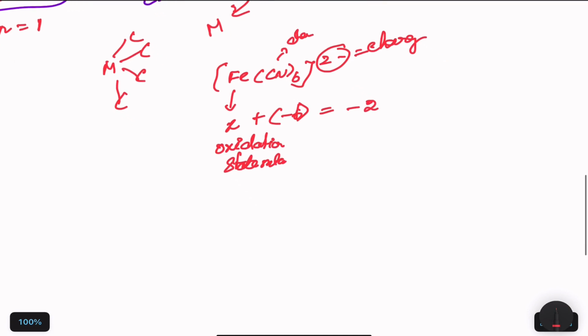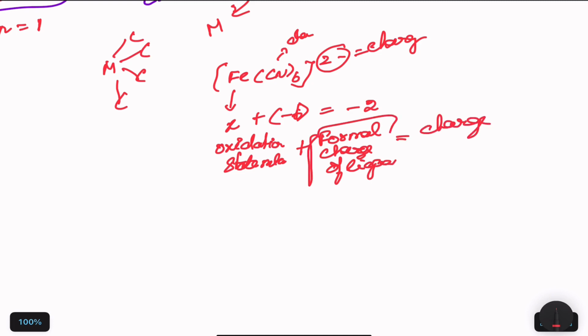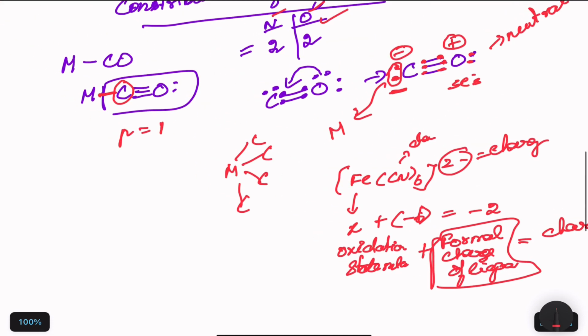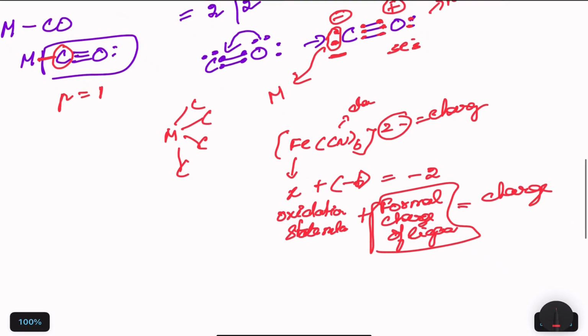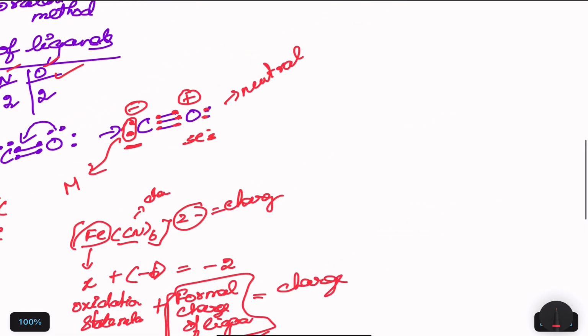So this is the general formula: oxidation state of metal plus formal charge of ligand is equal to the entire charge, overall charge. So basically we have to know this formal charge of every ligand, so that we can use this oxidation method, or even to calculate the oxidation state of the metal, we need this formal charge of ligand. For now I know for CN it is -1. So you have to understand the concept so that it is easy to calculate.